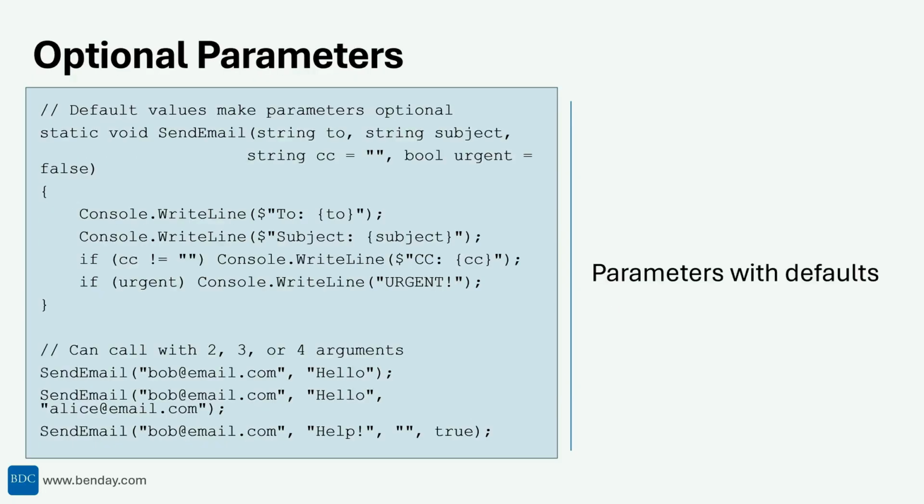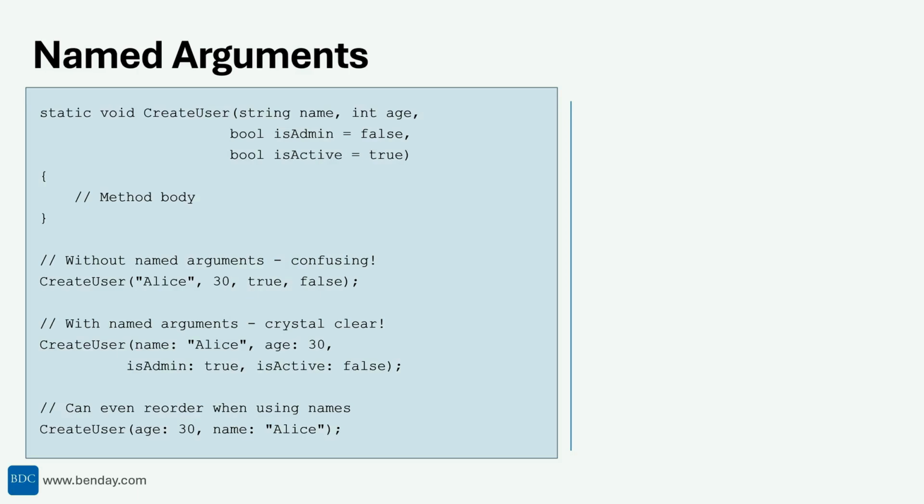You can give parameters default values, making them optional. Callers can skip them, and the defaults kick in. Always put optional parameters at the end. Named arguments make method calls super clear, especially with Boolean parameters. Instead of mysterious true-false values, you see exactly what each argument means.